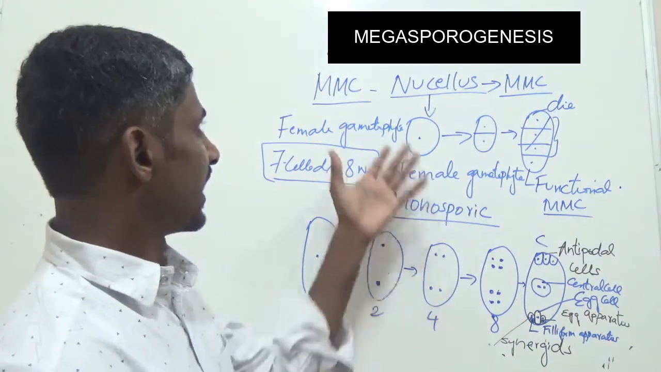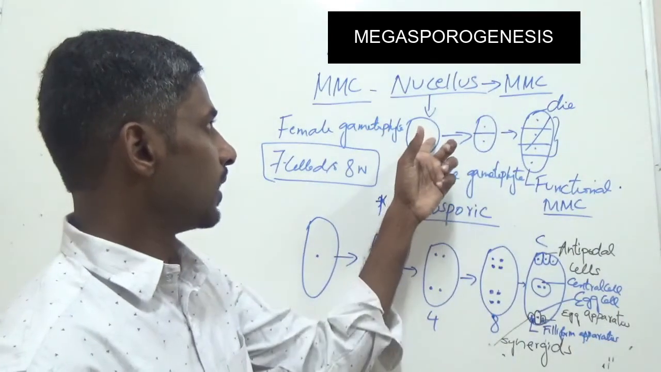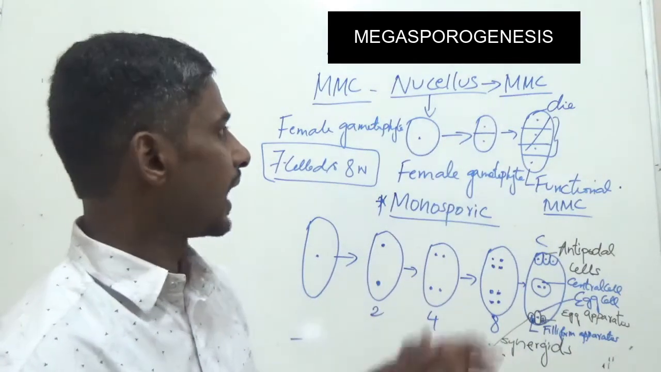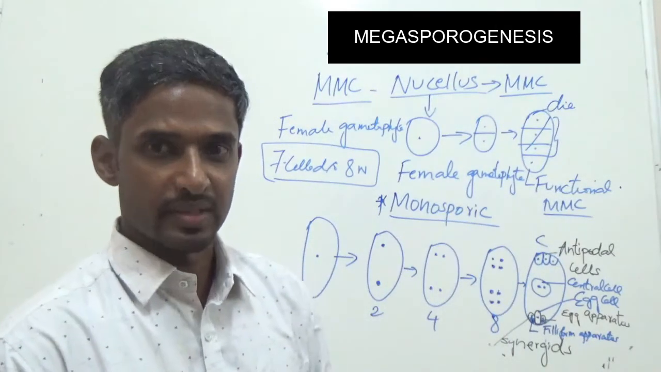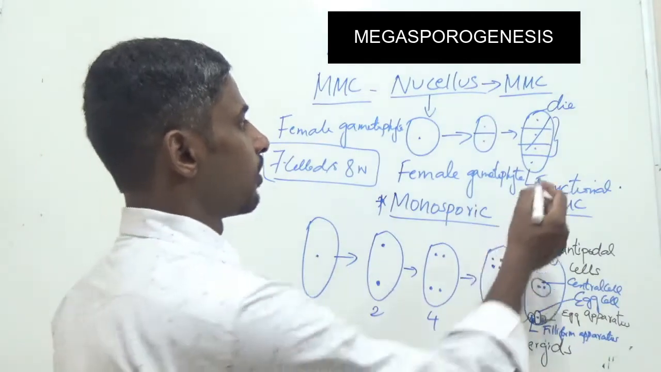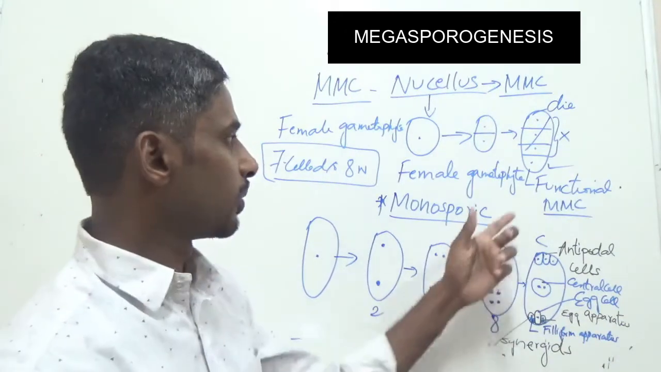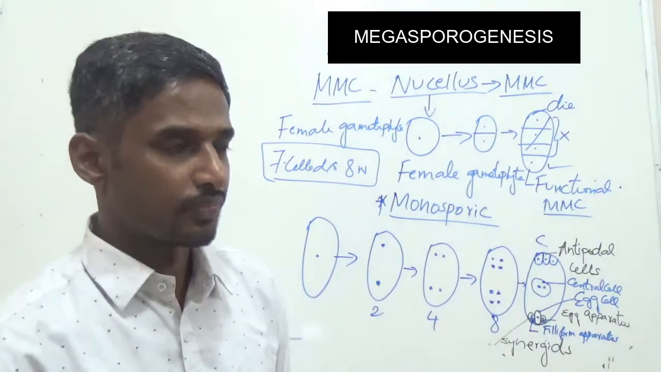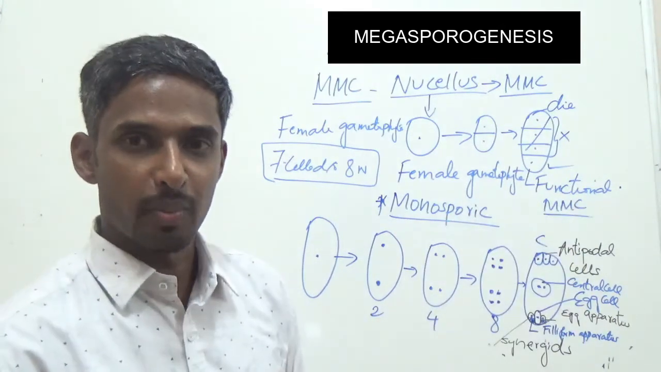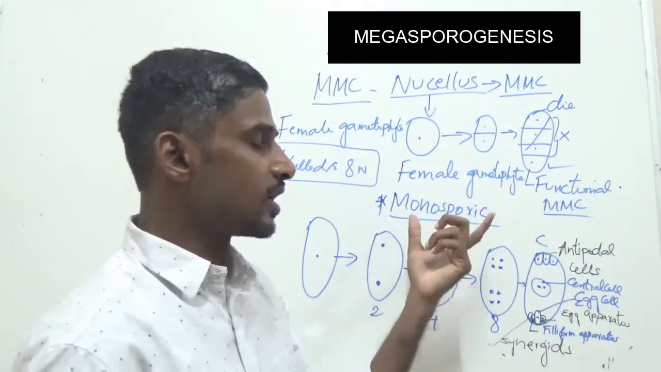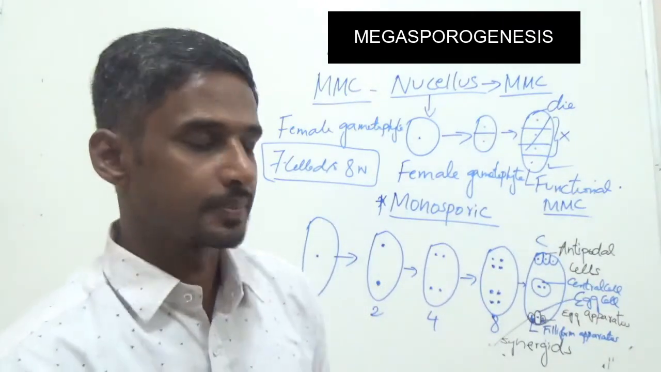Just to recall, 1 cell of the nucellus towards the micropylar end will get dense cytoplasm, and then it will start dividing, finally to produce 4 megaspores. Out of these megaspores, 3 will degenerate and 1 will become functional, and that will be called the functional megaspore. Now if the embryo sac develops from 1 single megaspore, that kind of development is called monosporic.